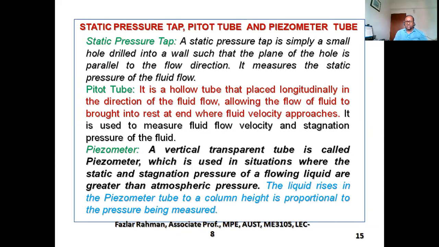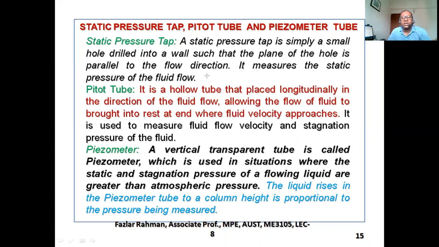You can measure the pressure by manometer, right? That we learn in manometry. By attaching some pressure gauge, you can measure the pressure, right? But you can do it some other way. Number one, a static pressure tap is simply a hole drilled into a wall. The plane of the hole is parallel to the flow direction. It measures the static pressure of the flow.